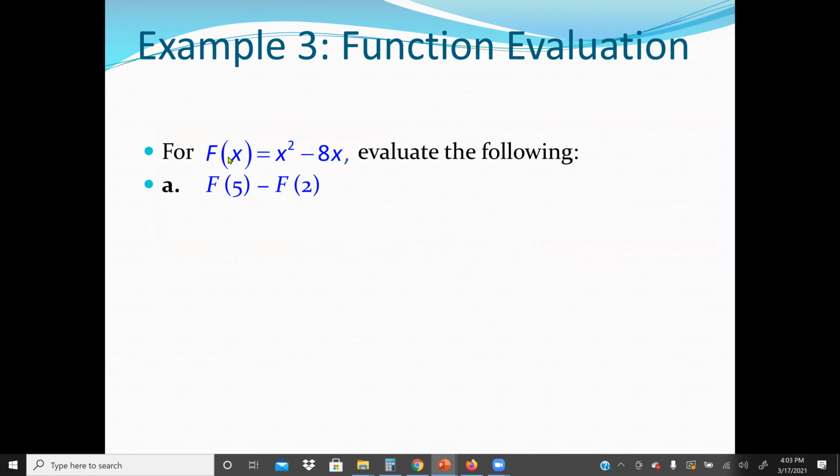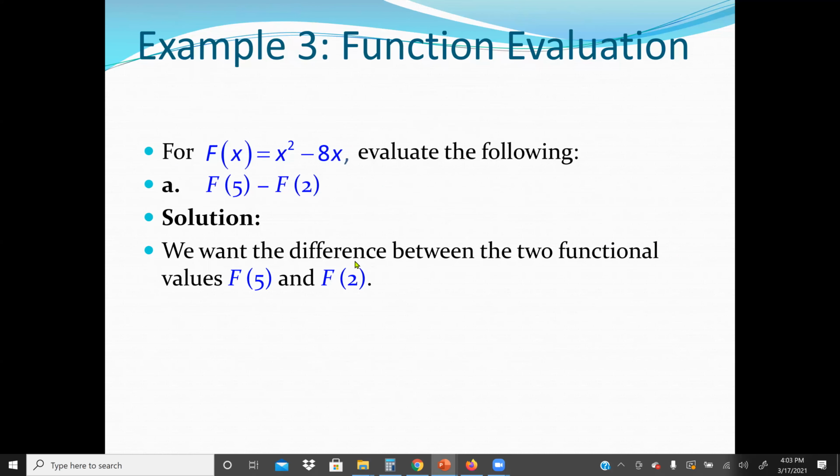Another example, we have f of x equal to x squared minus 8x. And here they say we should evaluate f of 5 minus f of 2. So what we're going to do is, first of all, find f of 5. Anywhere I see x, I'm going to substitute with 5 and get the answer. Then I'll look for f of 2 also. Anywhere I see x, I'm going to substitute with 2 and get the answer. Then I'll find the difference of f of 5 minus f of 2. So that's what we're going to do now.